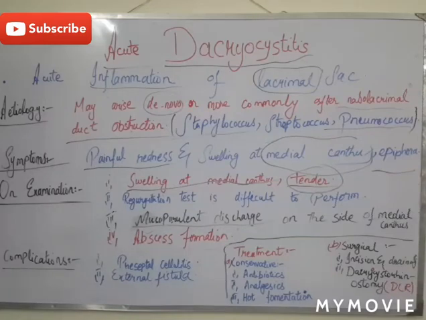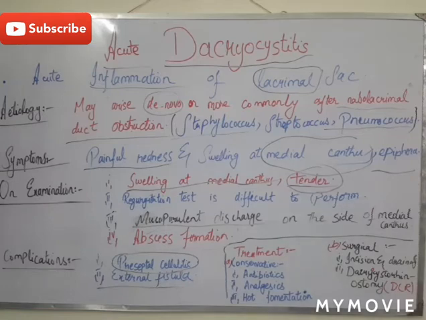Now, what are the complications of acute dacryocystitis? The complications of acute dacryocystitis are periseptal cellulitis and external fistula formation. These are the complications of acute dacryocystitis.